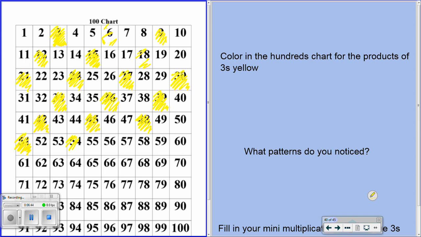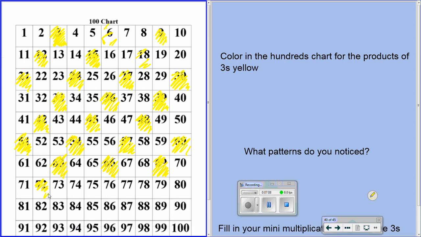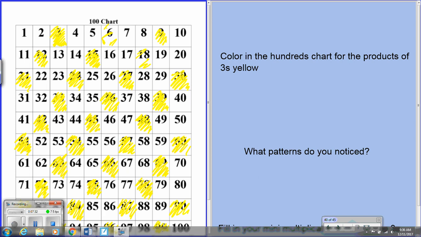54 is going to be next. 57. 60. 63. 66. 69. Are we starting to see a pattern? Because you guys are starting to get better at this. 70, 71, 72. Whoa, we're at 72, friend. 73, 74, 75, 78. What's after 78? 81. 84. 87. 90. What patterns are we noticing?